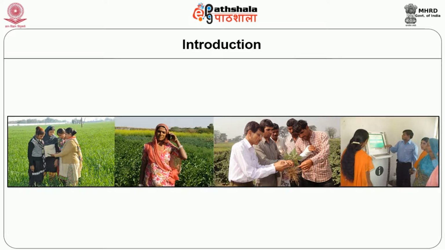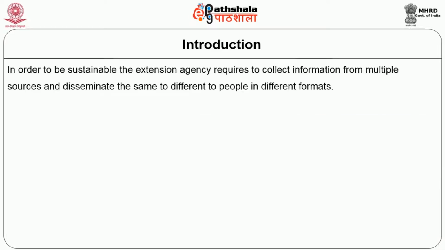So there is a wide number of informations that are coming in and wide levels of information that have to be taken. Lots of decisions have to be made. It is important that the agency is able to plan its programs and implement them so that it is able to bring about sustained development in the community, in whichever it is working. In order to bring about sustainability, the extension agency is required to collect information from multiple sources and disseminate the same to different people in different formats.